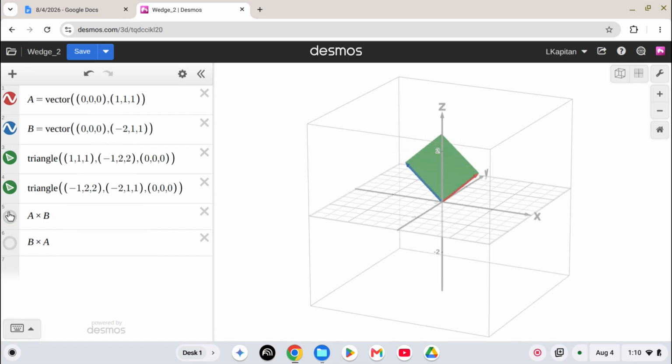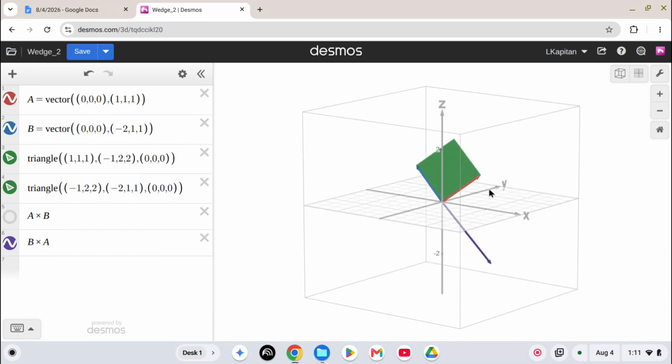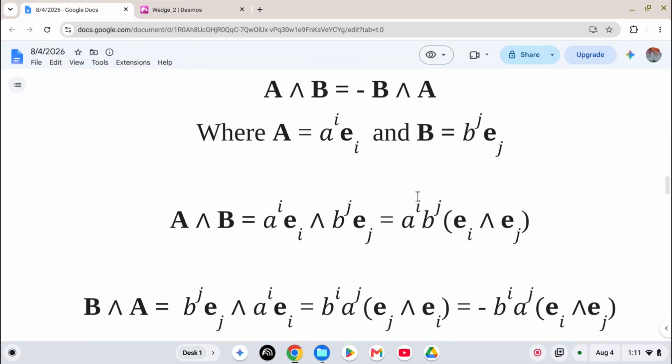Now let's do the opposite. Let's wedge in this direction, B wedged with A. So I went in a clockwise direction, which implies this oriented plane is negative. So that would be B cross A. And you see, it goes in a negative direction. So that's how I think of these things, okay? If that helps. It helps me.